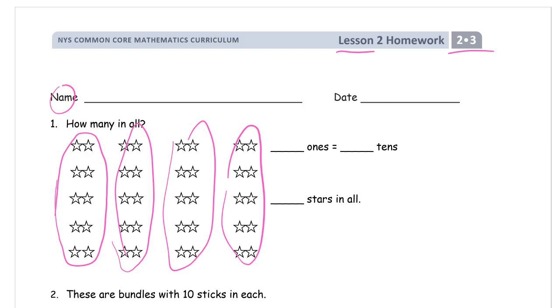So how many ones are there? How many single stars are there? There's 40 stars. How many tens is that? That's 1, 2, 3, 4 tens, right? 40 is 4 tens. 40 stars in all. It's kind of a crippled looking zero. I'll fix that guy there.